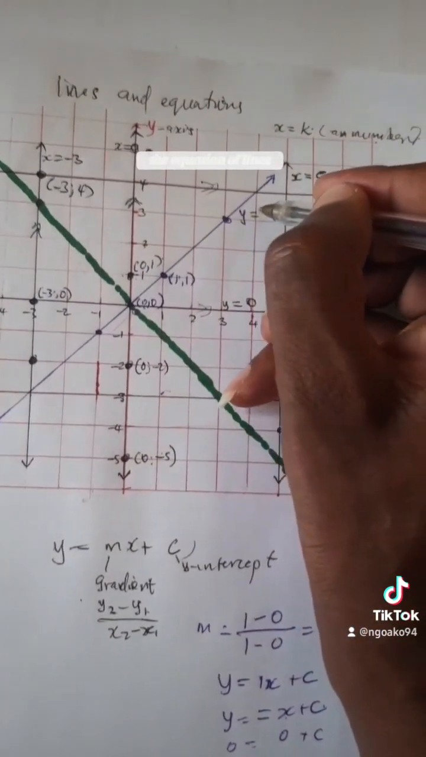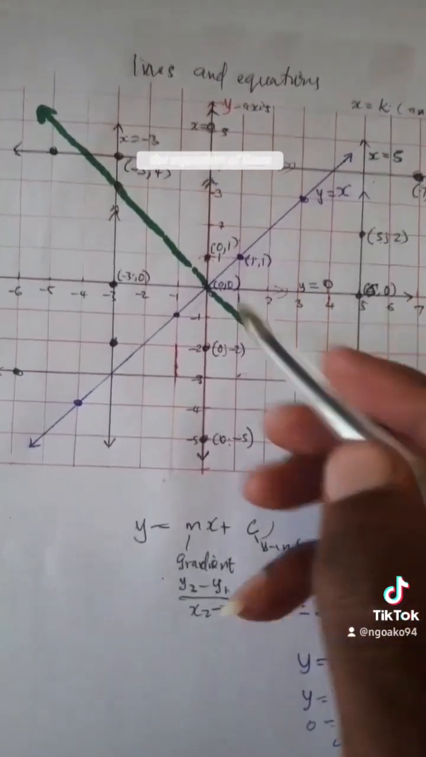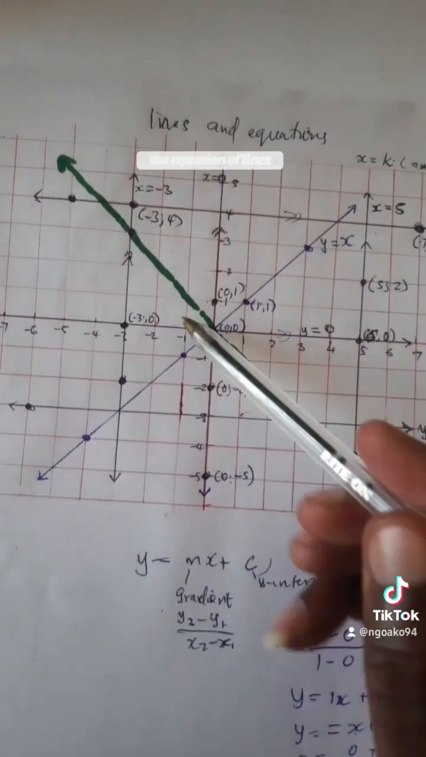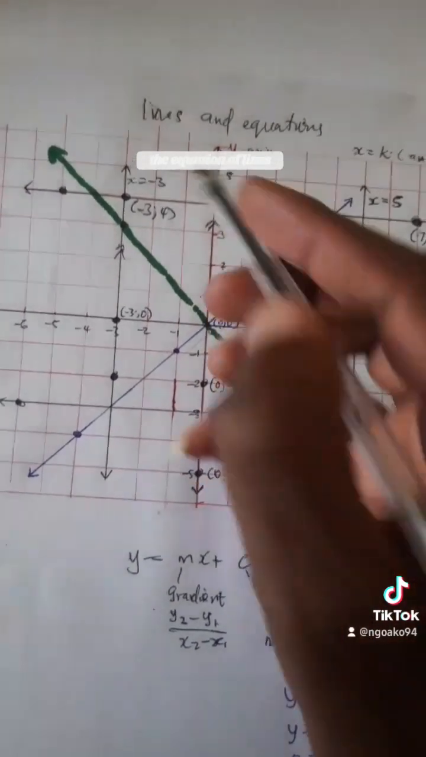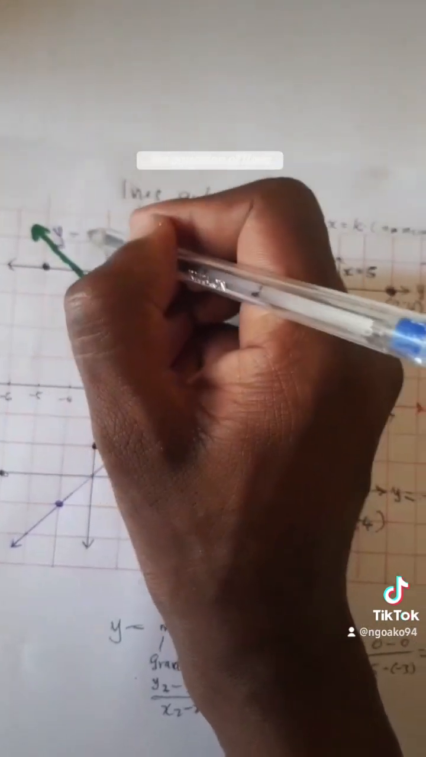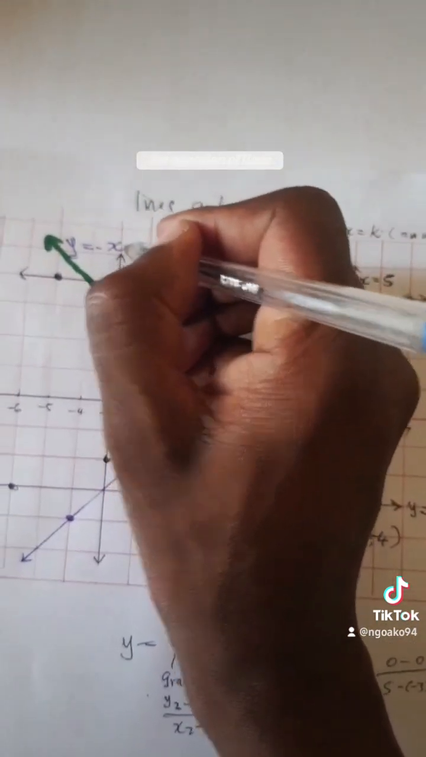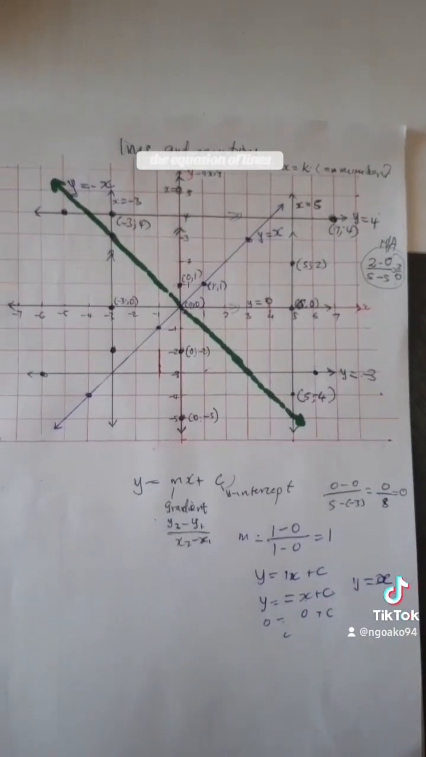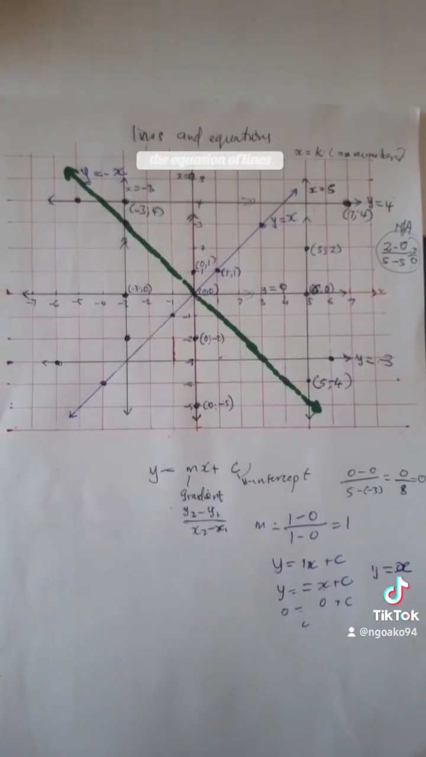The equation of this line is y equals x, because we get the same point. Even for this one, because it's sloping to the negative, the gradient will be negative. Then the equation of this line equals minus x. That will be the equation of this line. So you must master these lines.